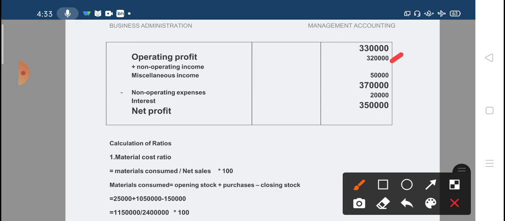Operating profit will be 3,20,000, and add non-operating income. The non-operating income is miscellaneous income, which is on the credit side of the P&L account, that is 50,000. If we add, we will get 3,70,000. From that, we have to minus non-operating expenses, that is interest, 20,000. So if we deduct this, 3,50,000 is the net profit.